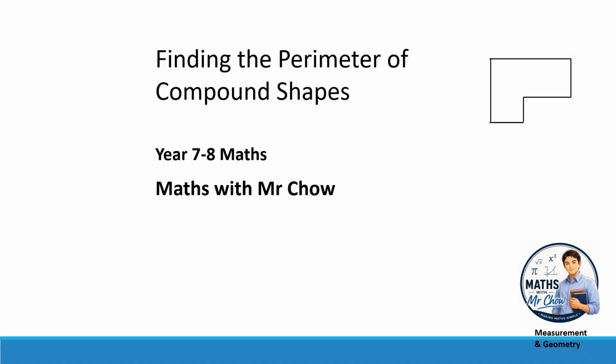Welcome to Maths with Mr. Chow. In today's lesson, we're going to learn how to find the perimeter of compound shapes. These shapes may look a little complicated at first, but don't worry. We'll solve them step by step, and by the end of this lesson, you'll be able to find the perimeter with confidence. Let's get started.